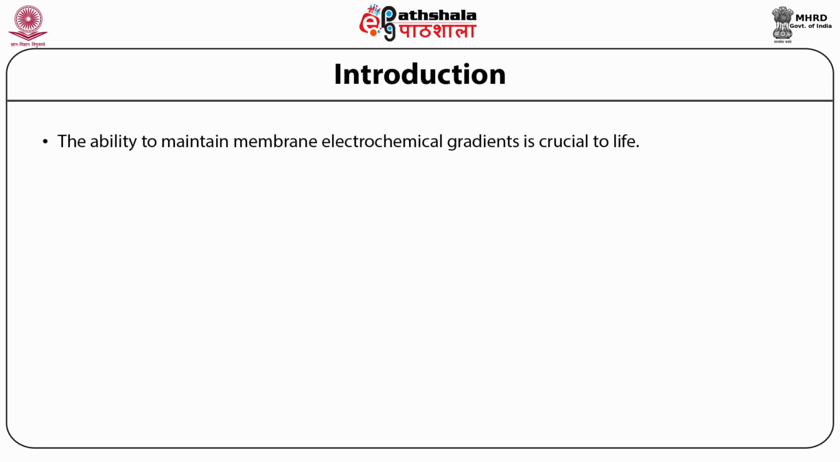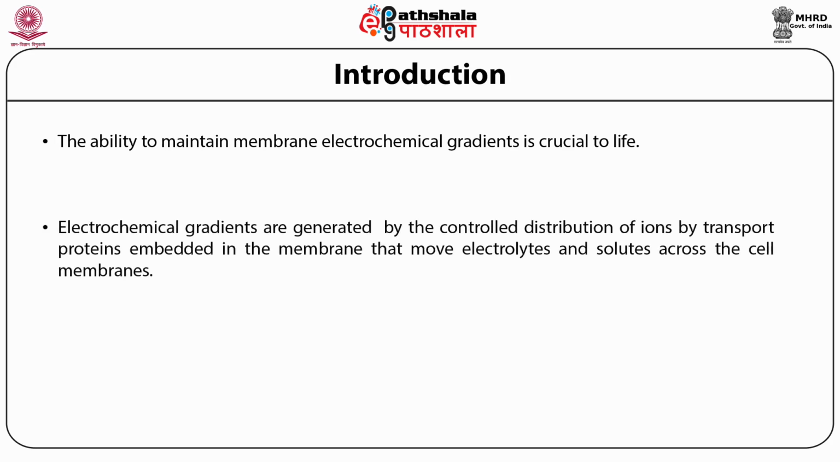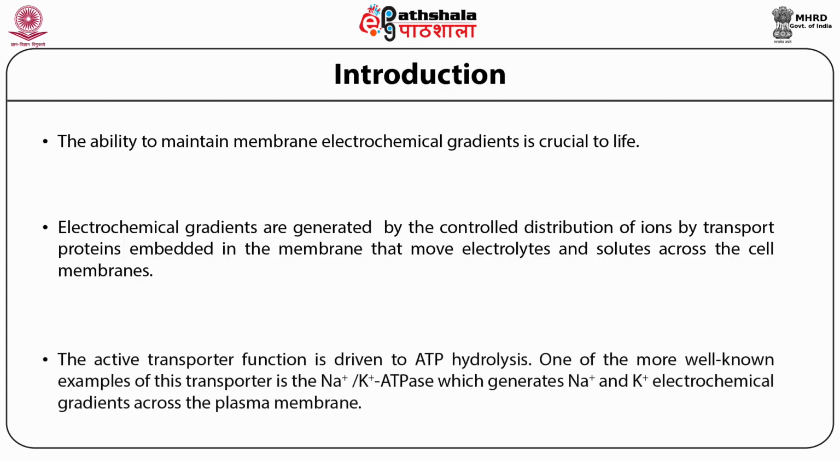The ability to maintain membrane electrochemical gradient is crucial to life. Electrochemical gradients are generated by the controlled distribution of ions by the transport proteins embedded in the membrane that function as molecular sieves to move electrolytes and solutes across the cell membranes. The active transporter function is driven by ATP hydrolysis.